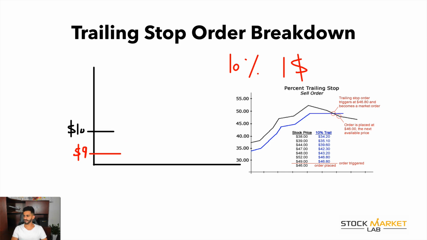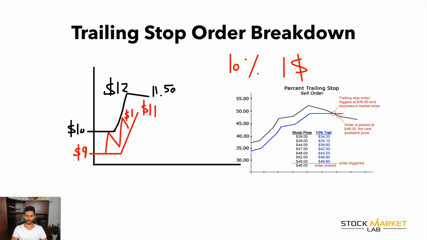Now, what tends to happen is if the stock goes up, let's say it goes from 10 to 12, right off the bat, my trailing stop will automatically follow me to 11. It will keep this $1 gap. Now, let's say that the same stock goes from 12 to, let's say, 11.50.